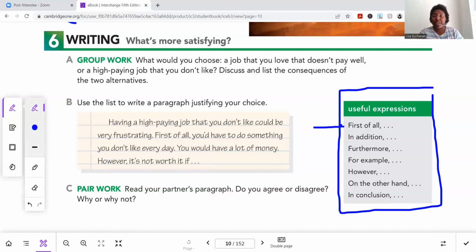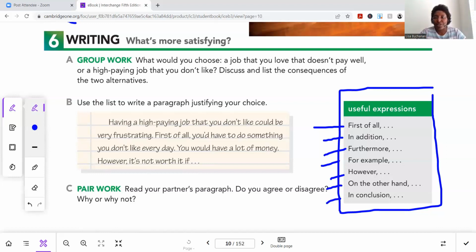So you can start by saying, first of all, why I love being an accountant, or first of all, why I love being a teacher. And then in addition, furthermore, for example, however, on the other hand, in conclusion.